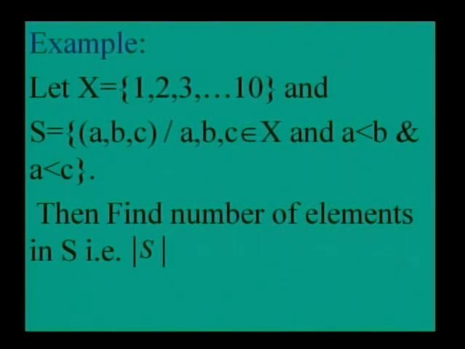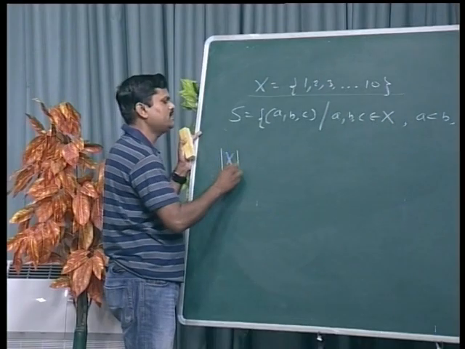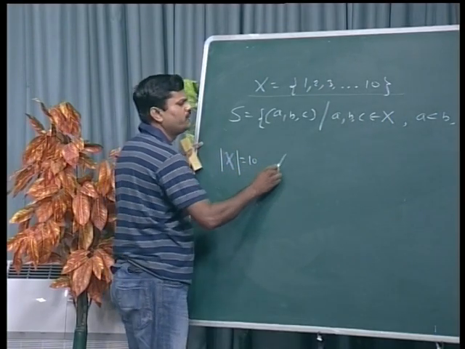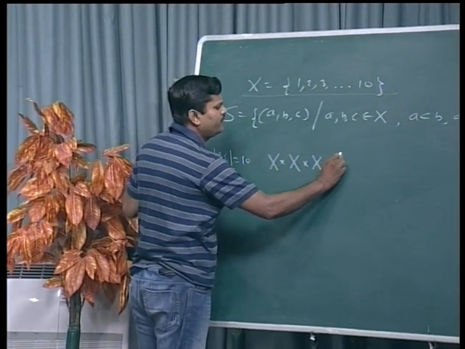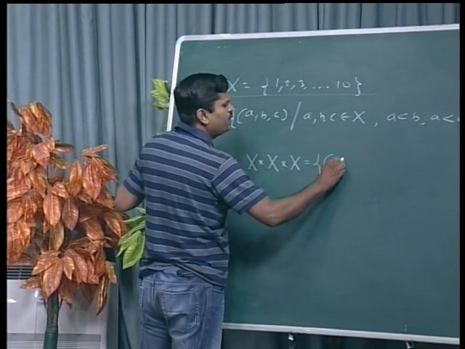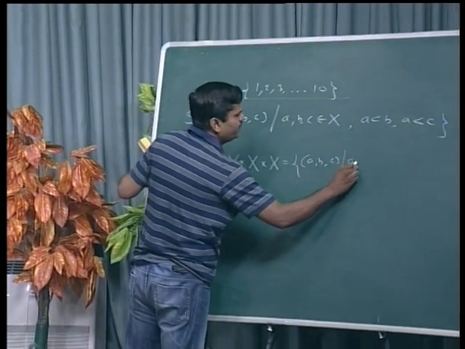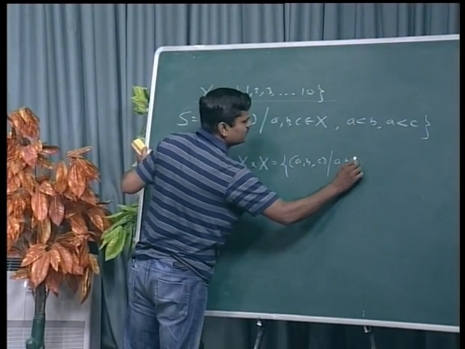In school you have studied how to find the Cartesian product of a set X. See, X contains how many elements? 10 elements. So if you find X cross X cross X, the Cartesian product of X with itself, it gives you all possible triplets (a, b, c) where a, b, c belong to X.